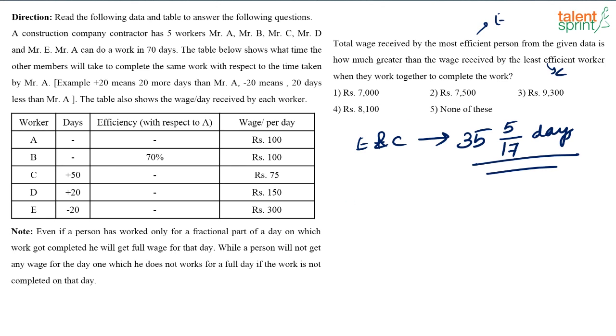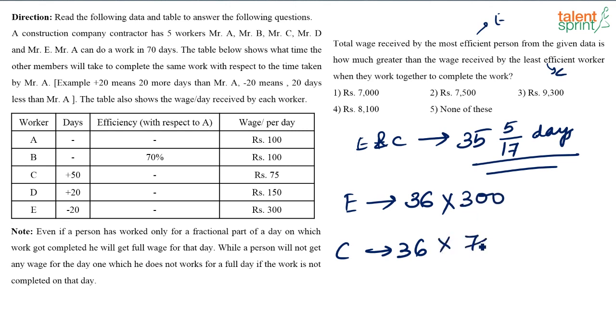So what is the difference between the wages received by both of them? What is the wage that E will get? See, 35 5 by 17 means E will get the wage for 36 days. Similarly, C will also get the wage for 36 days. Now how much does E get in a day? 300. C gets 75. So find out these two values and subtract the answers. That's what you are looking for.